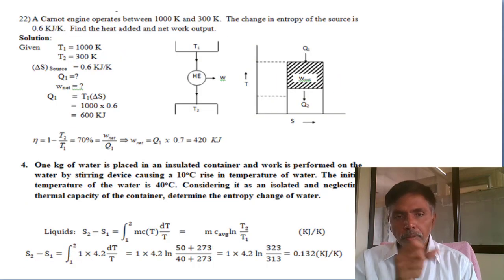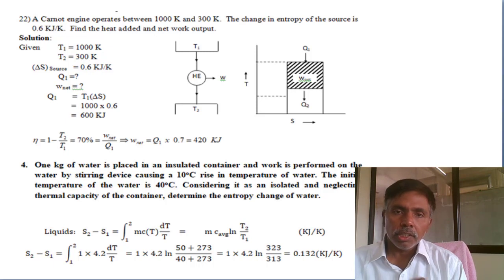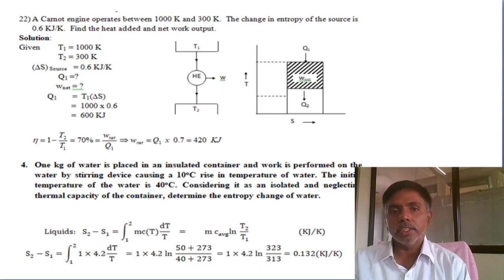Next, a small problem you can solve. Then we will get a clear idea about change in entropy and all. Suppose a Carnot engine operates between the temperatures 1000 Kelvin and 300 Kelvin. So the source temperature is 1000, the sink temperature is 300. Then the change in entropy of the source is given. So change in entropy equals dQ by T1, the source.